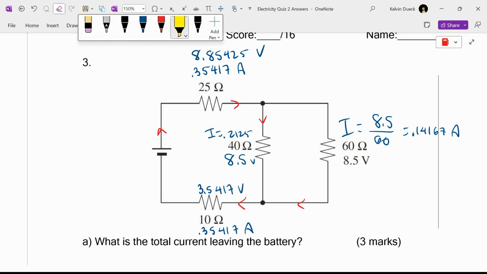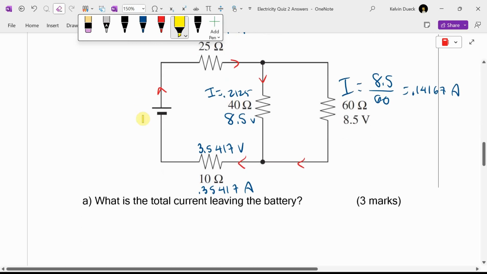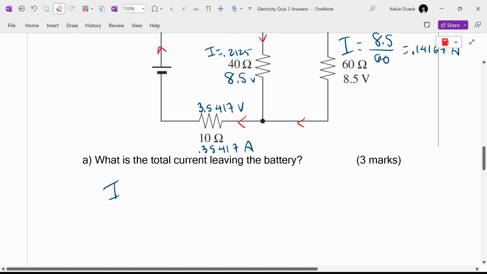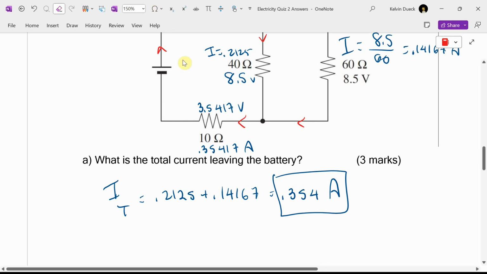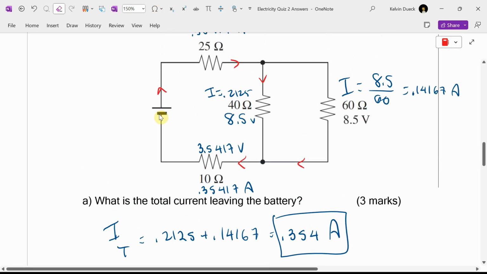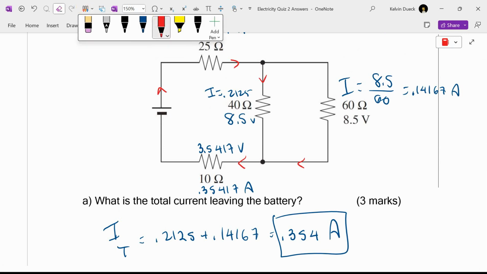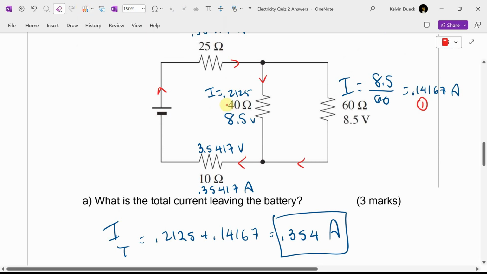I can ski. Well, first of all, total current leaving the battery, I answered a while ago. The total current leaving the battery was 0.2125 plus 0.14167, which was 0.354 amps. Is that correct, folks? Yep. So I would give you 3 marks if you got the right answer. In fact, the way I would mark this, I would give you probably 1 mark if I saw that number, 1 mark if I saw that current, and then 1 mark for cluing in that you add them together to get the total current. Okay?